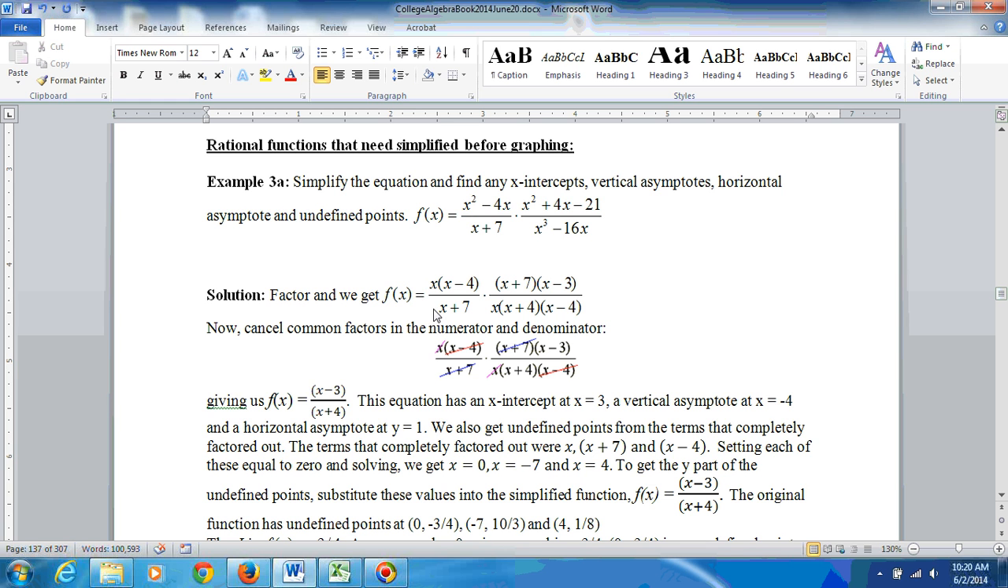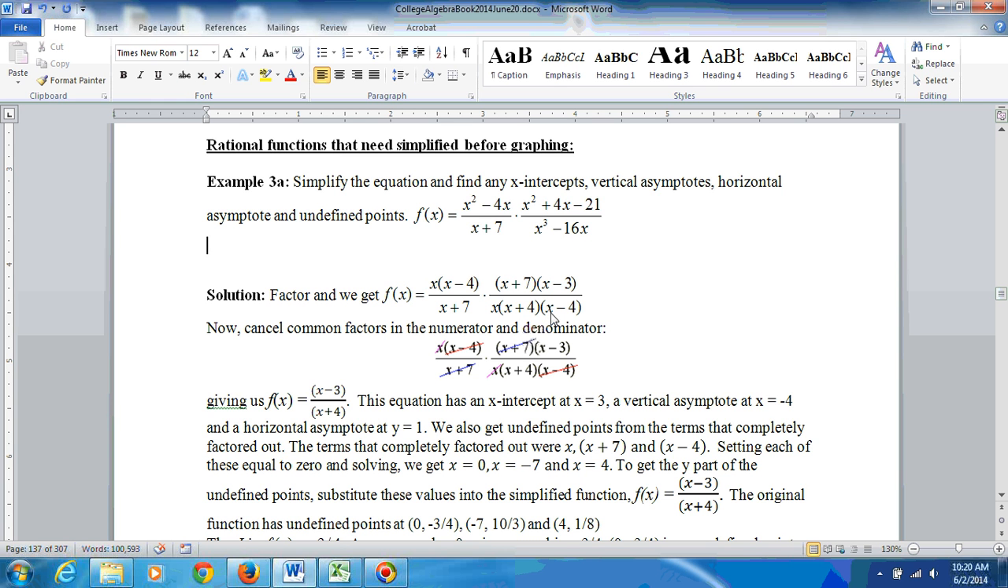The x squared minus 4x, an x factors out. The x plus 7, you can't do anything with that. This x squared plus 4x minus 21 factors into x plus 7, x minus 3. The x cubed minus 16x, first of all, factor out an x, and you'd be left with x squared minus 16, which factors into x plus 4, x minus 4.